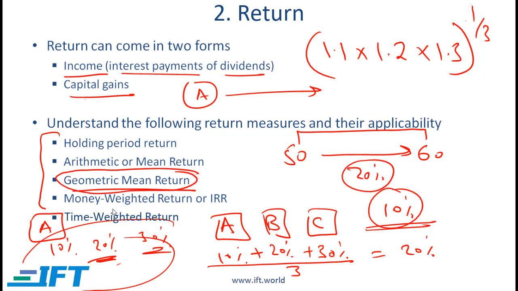geometric mean. Money weighted return, as we saw in quantitative methods, is simply the internal rate of return. We look at the money that is going in, the money that is coming out, and compute the IRR. That is the money weighted return. It makes sense to use this measure when the investment manager is in charge of the timing of cash flows.